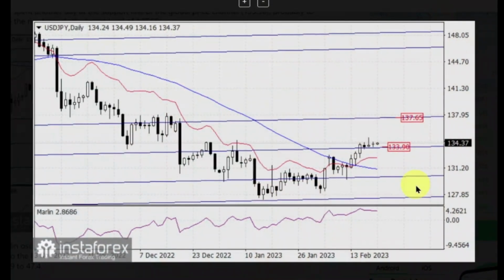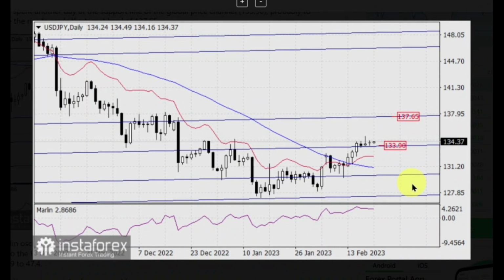The next in line is Lowry Bailey with USD JPY pair forecast. Let's have a look. USD JPY spent another day at the support line at the global price channel 133.90, probably to continue the rise towards the target of 137.65.